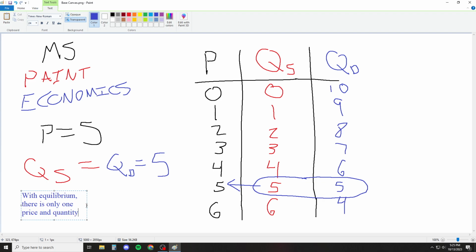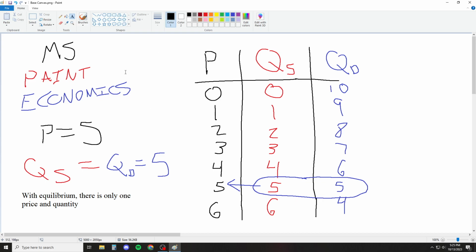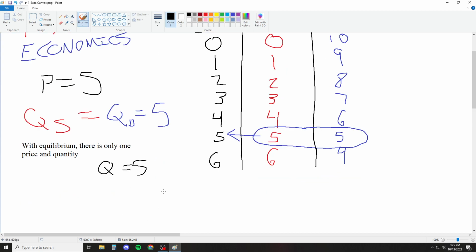You're never going to hear somebody say, and it's technically true, but they just don't say it, the equilibrium price is 5, the equilibrium quantity supplied is 5, the equilibrium quantity demanded is 5. No, they don't do that. So what they're going to do is just say P equals 5, Q equals 5, right? And so your equilibrium would be P equals 5, Q equals 5.